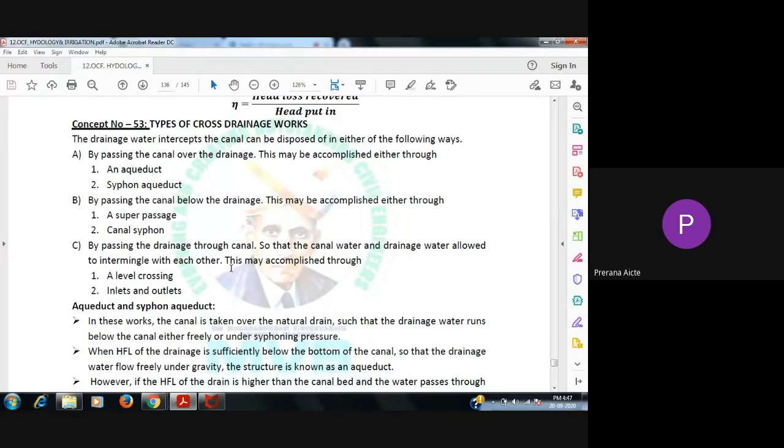Second one is the canal is below the drainage, right? That means drainage is passing over the canal. It's called super passage or canal siphon. Both are at the same level. That may be level crossing or inlets and outlets. Understand? One is the canal flowing over the drainage. Drainage is flowing over the canal. Both are at the same level.